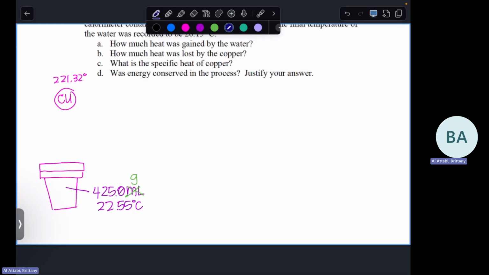All right, now I want you guys to think about this. If I take this very hot copper and drop it into my coffee cup calorimeter, what's going to happen inside of that coffee cup?